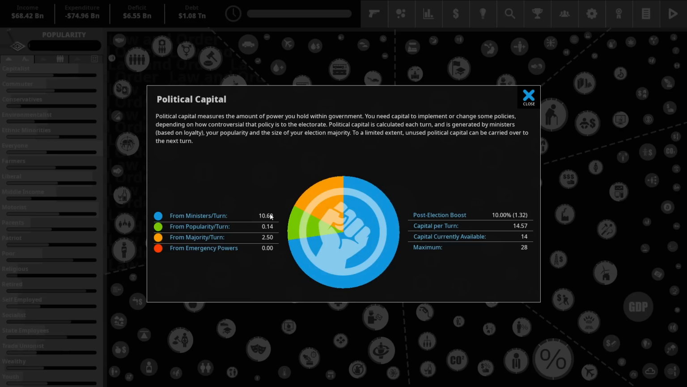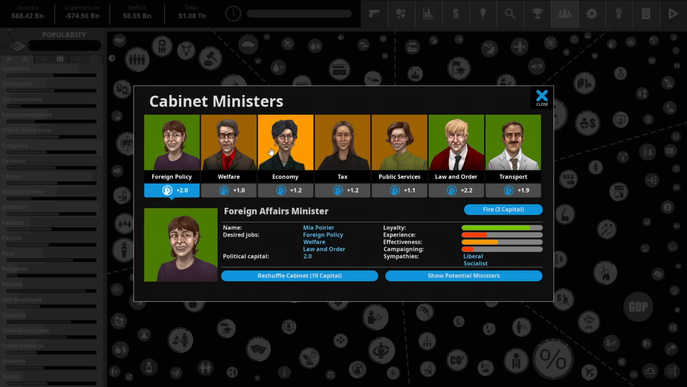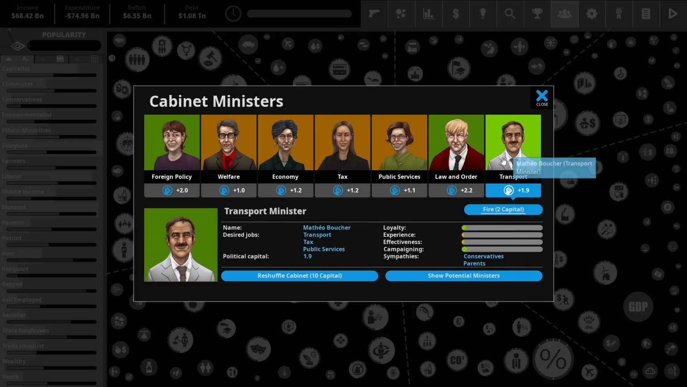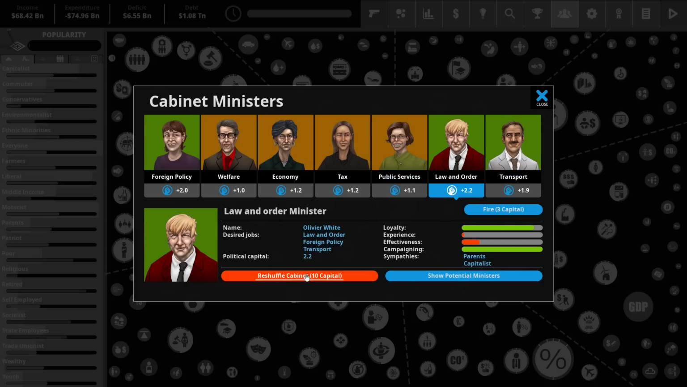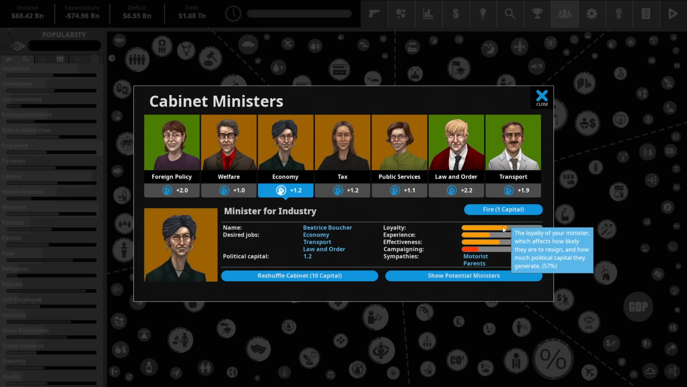Most of it does come from the ministers over here. We do have a cabinet that provides a certain amount of political capital. This guy here is only producing one per month. Maybe we could sub them out. I could spend one capital and try to hire someone new. I could also spend 10 capital to reshuffle the entire cabinet simultaneously. That's always 10. The cost to fire people depends on some of their values over here.